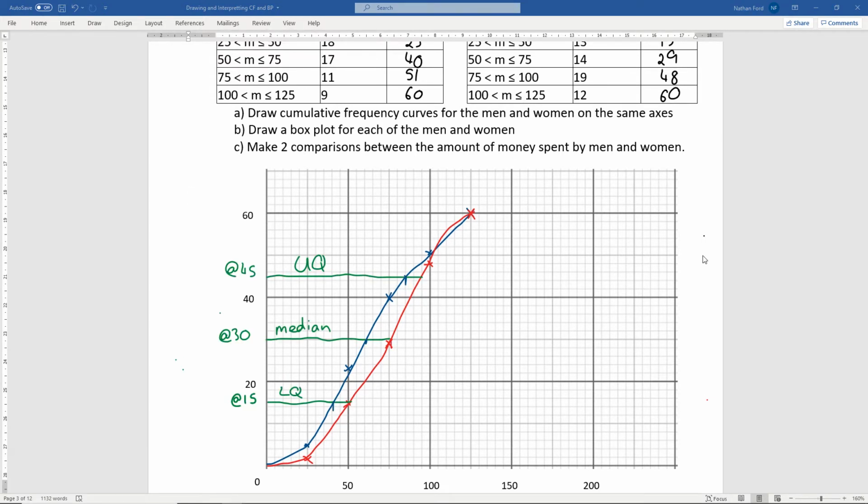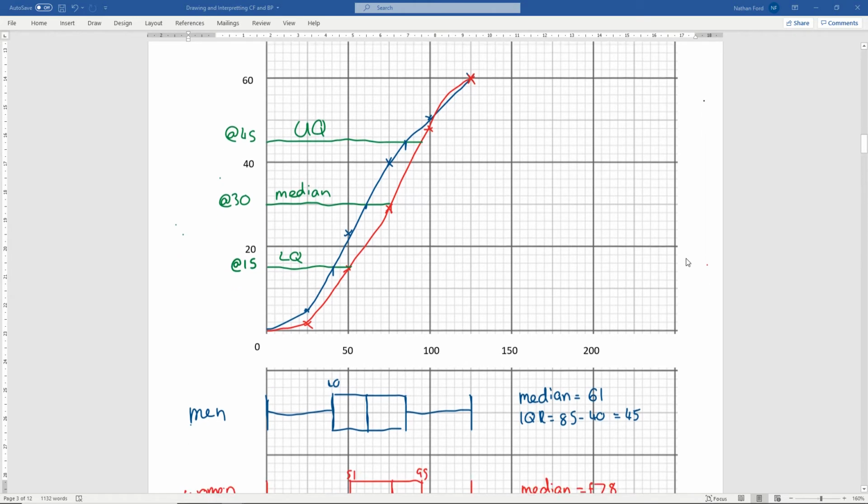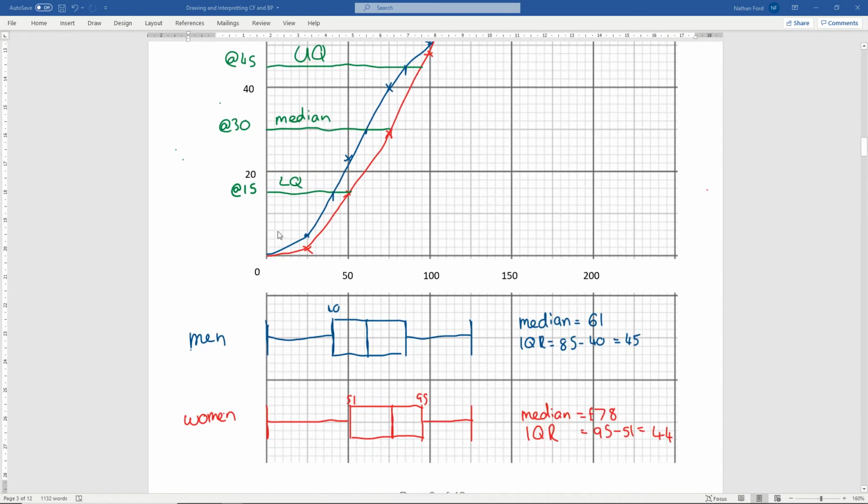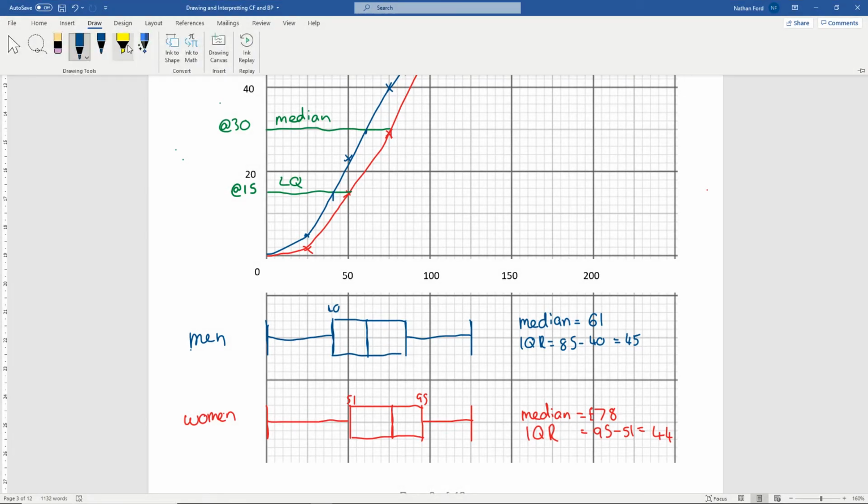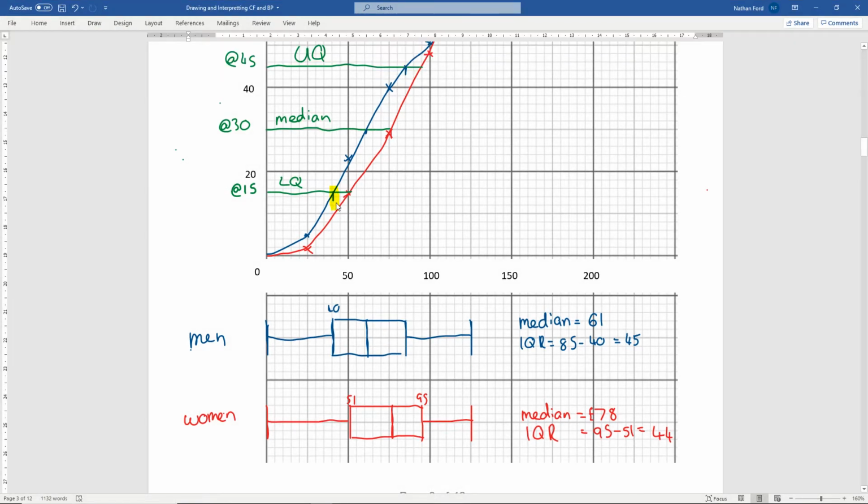Okay, so I'm hoping right now you've got something similar to this, where you've drawn in your median, your lower quartile, and your upper quartile. And then underneath, all I've done is I've taken those results. So my minimum and maximum was the same. And if you have a look, all I did here is I just read this little bit, and I read straight down, and I got my lower quartile, I got my median there, and I got my upper quartile there for men. And then I've got same for the women.